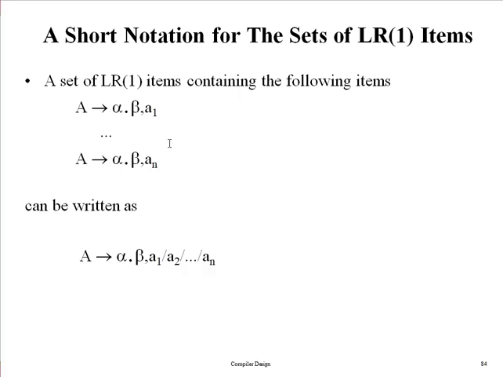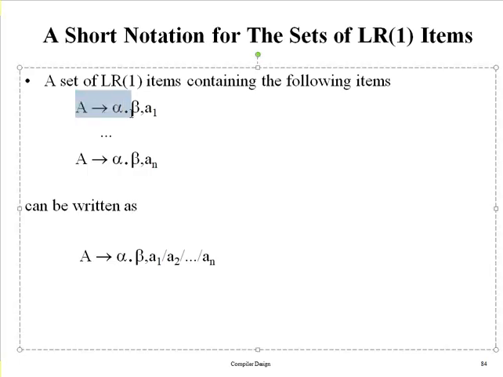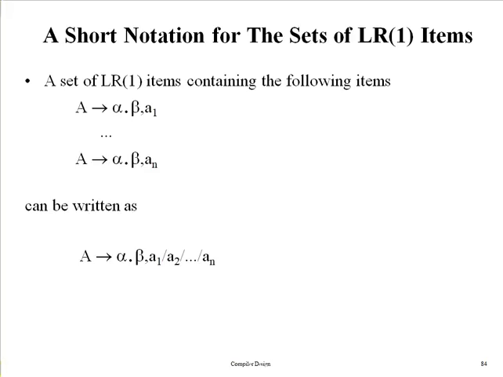Sometimes we may have a set of items with the same production rule part in LR1 items, but differing in parameter. If we have n production rules with the same core part, the production rule part, but differing in parameter, then we can merge them together as a single item by taking this single production rule part and separating the parameters by slash. This is the short notation.